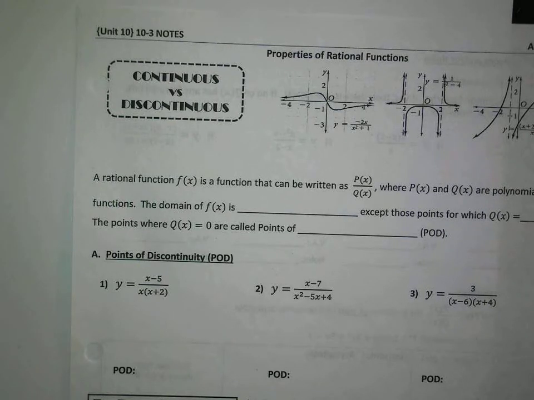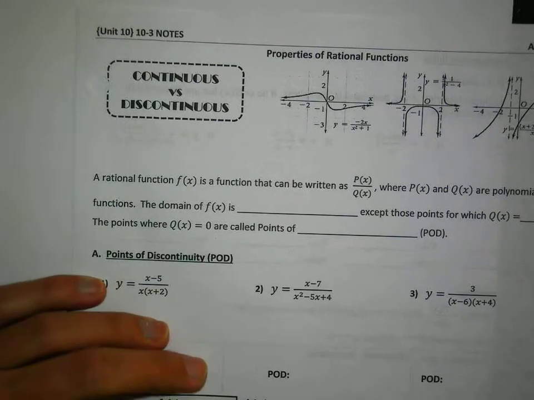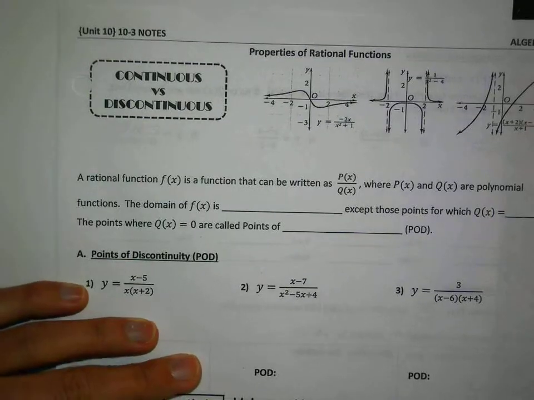So today we're going to start talking about properties of other rational functions. You're not going to graph these. We're just going to find attributes of them. Okay. So this first part, continuous versus discontinuous.